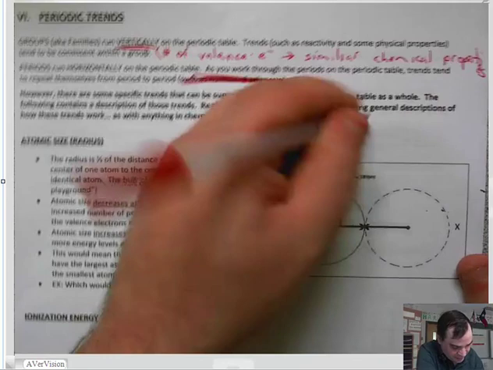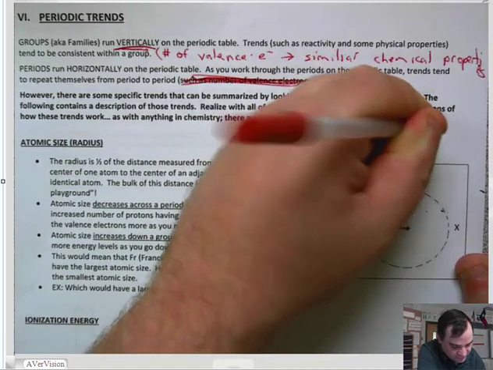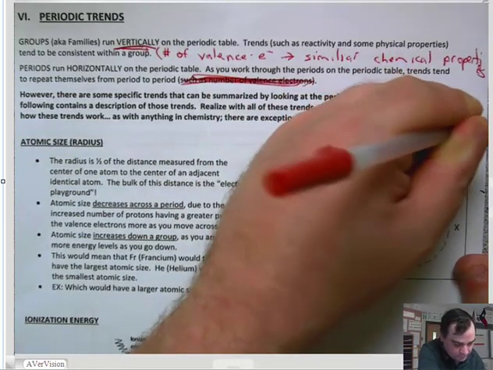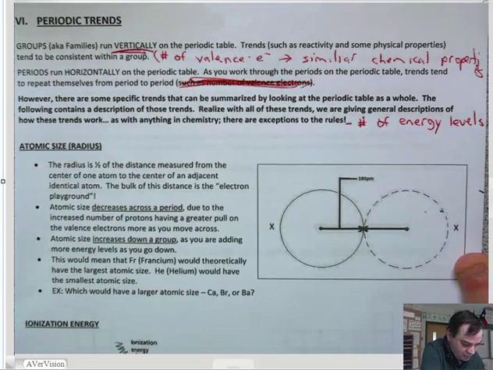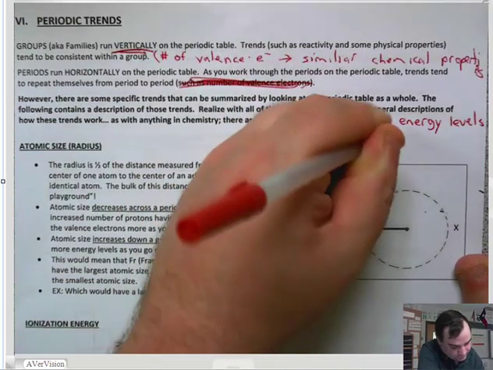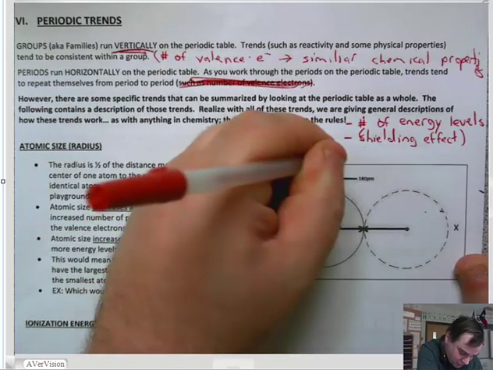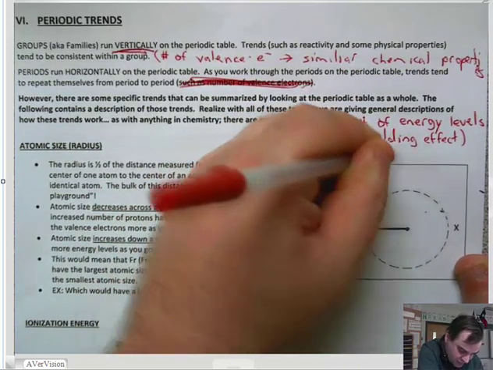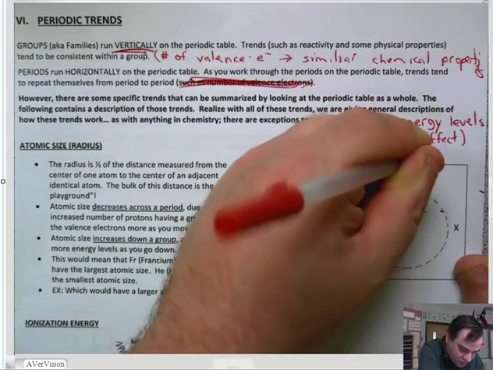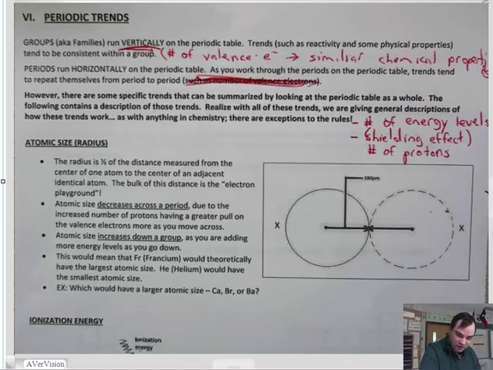When I look at groups, groups are based off of the number of energy levels. When I look at periods, I look at the shielding effect, which is the number of protons. If there are more protons and we have the same number of energy levels, there is a drawing in of the electron clouds, making things smaller, pretty much is what it is.